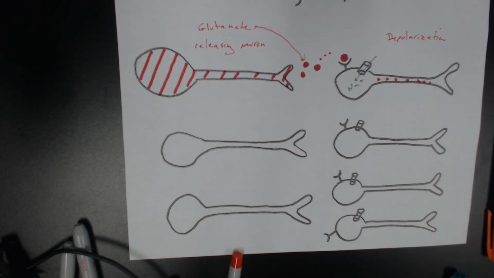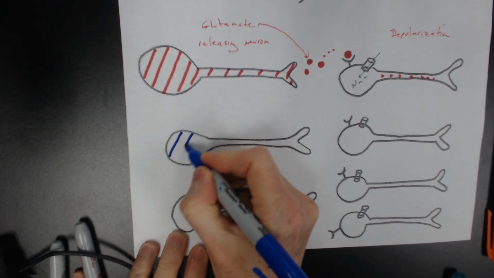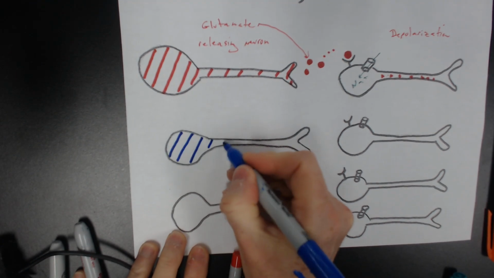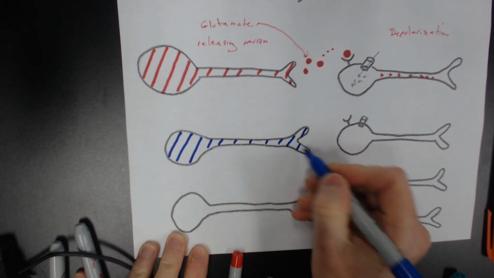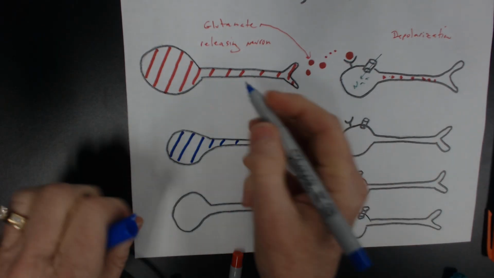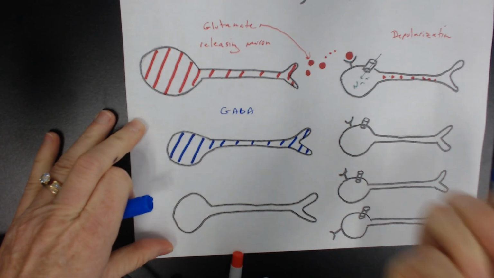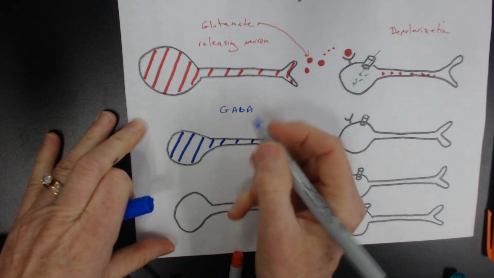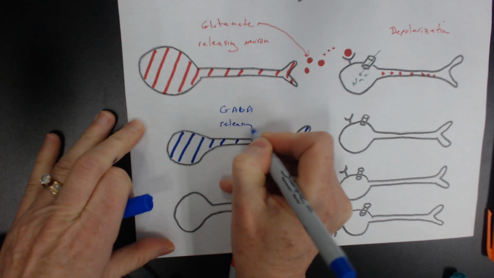The other color we're going to be consistent with is blue. If you see a neuron or neuronal cell body and an axon indicated in a blue color, this is going to be a GABA releasing neuron. GABA, gamma-aminobutyric acid.